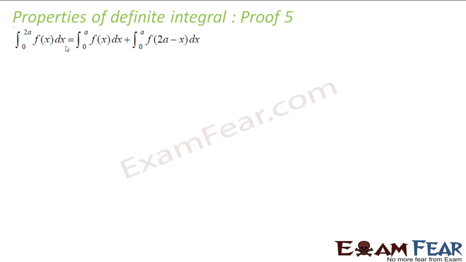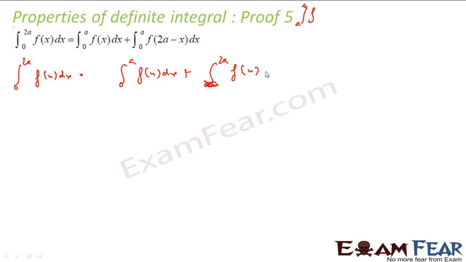Let's take the next property. In this case, what we can do is we can use one property which we've already used, that is from integral. If you say a to b, you can break it actually. Let's try this: 0 to 2a f(x) dx. This I can write as 0 to a f(x) dx plus a to 2a f(x) dx.